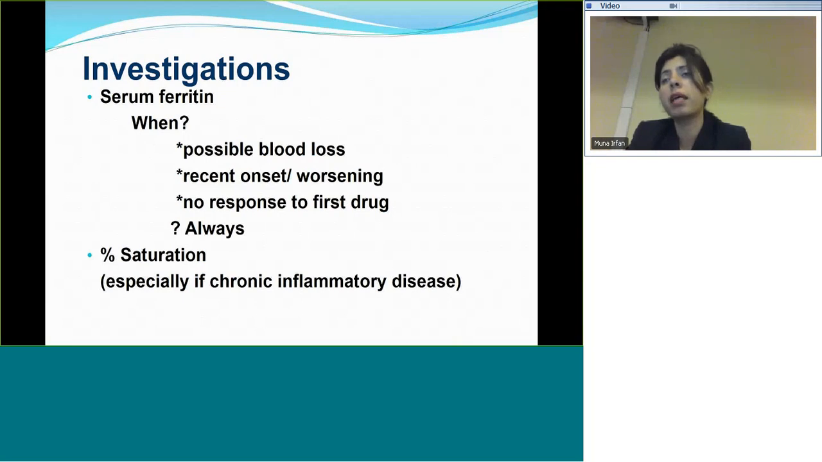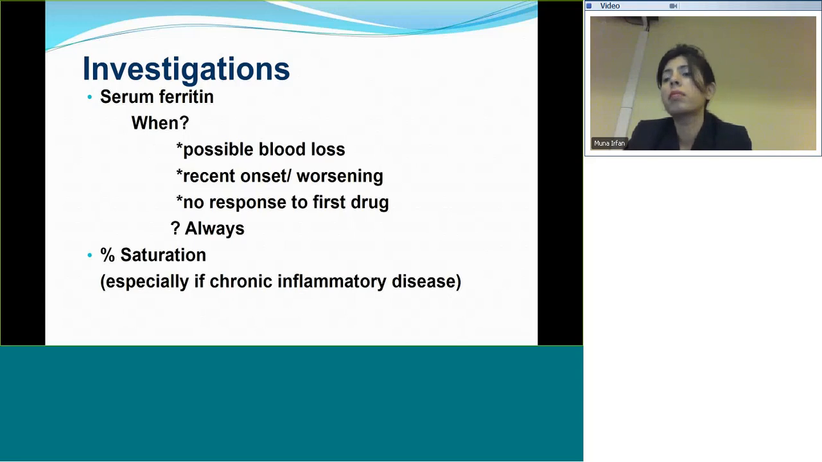If we are suspecting that there has been some blood loss undetected, if a patient had restless leg which was sort of well managed, but then they have noticed an increased worsening recently, or if the patient has a recent onset. Also, you could suggest that if there's been no response to the first drug, then we should check it.